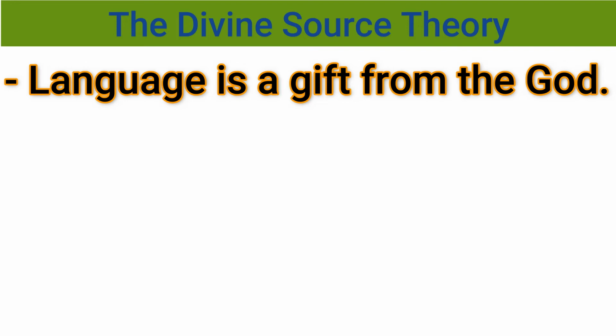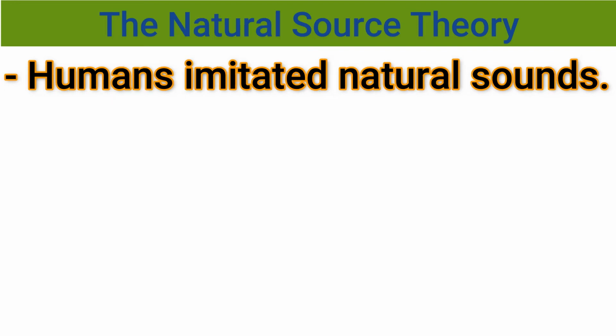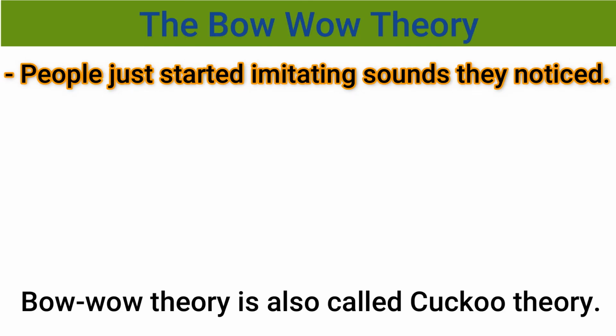The other theory, natural sound source. They believe that humans imitated natural sounds. For example, when people heard different objects, they imitated those sounds. Now, this theory is divided into Bow-Wow theory and Poo Poo theory. We are going to discuss them one by one. So let's begin with Bow-Wow theory.